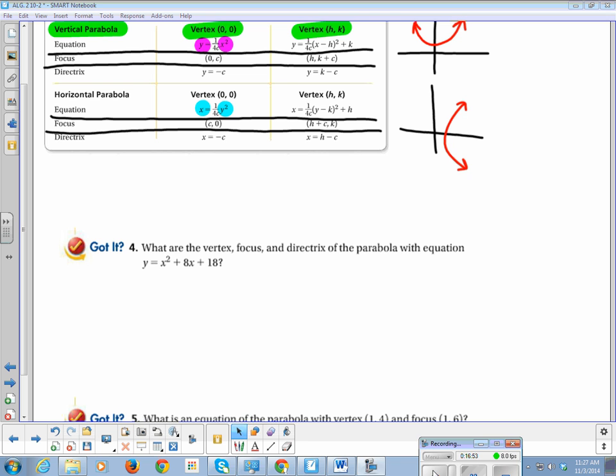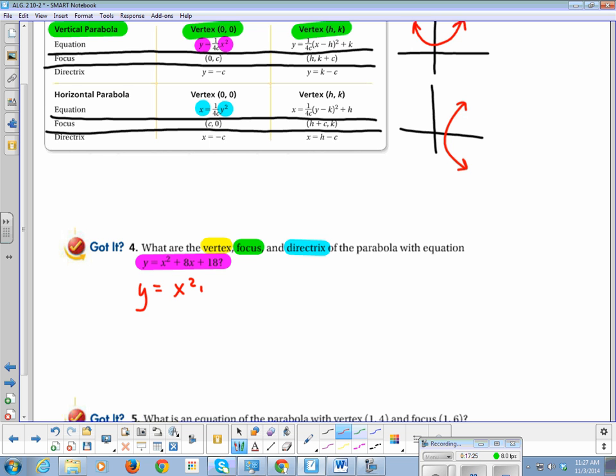Okay, so we're going to take this nice little quadratic equation and find the vertex, focus, and directrix. So remember when we worked on completing the square, and that was fun? Okay, so we're going to bring that back a little bit. We're going to complete the square here.